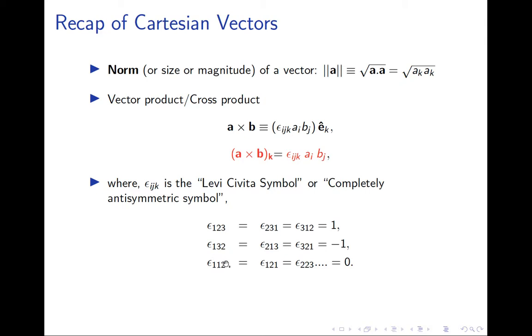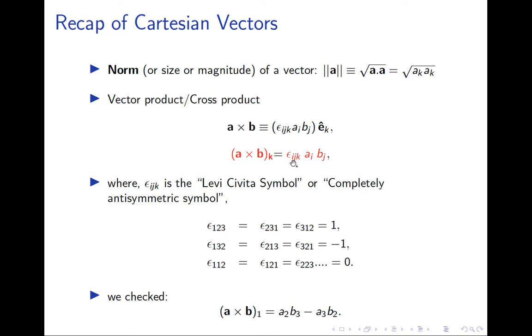So this is how we define it, and we also checked that indeed this formula gives you the correct result if I put, for example, k equal to 1. That is, if I'm looking for the first component, the x component of a cross b. 1 is the x component, and so k is 1. If k is 1, we have epsilon ijk ai bj.